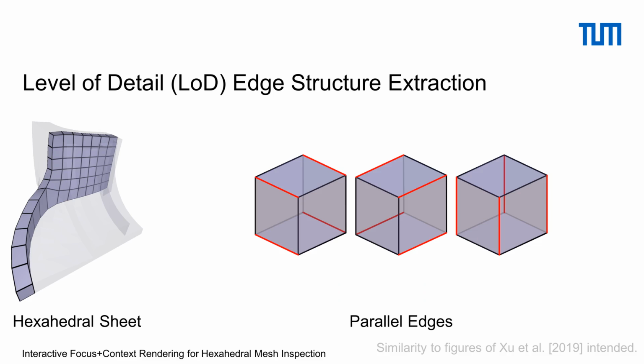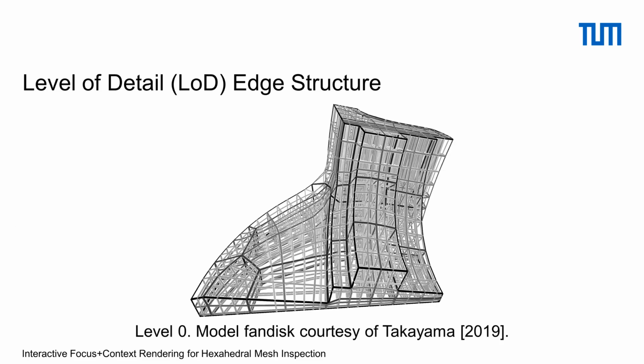For our technique, we utilize a level of detail edge structure based on the merging of so-called hexahedral sheets. A hexahedral sheet is a set of cells sharing parallel edges. Using this LOD structure, the user can control the number of edges shown, both in the context and the focus region.